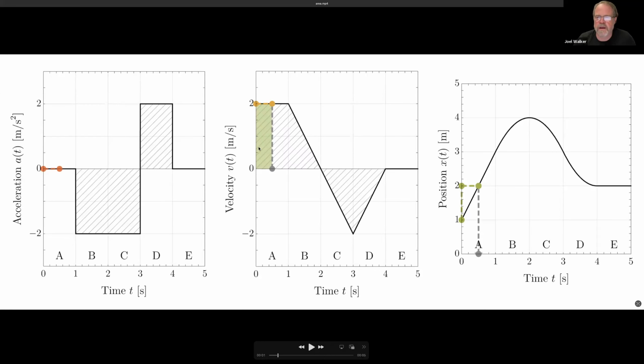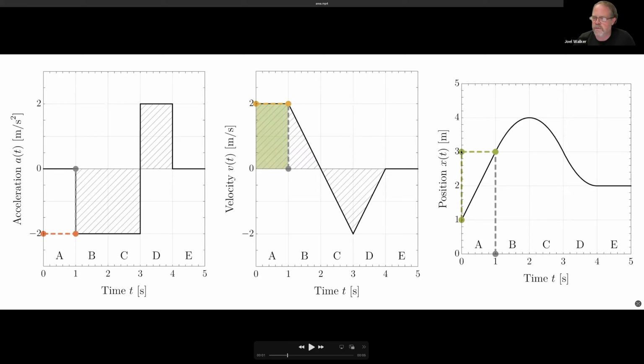How many blocks are highlighted? 1 in total. How far have we moved forward? 1 meter forward. Let's keep playing the animation there. If I move to the end of segment A, I've got 2 blocks filled in now. How much has our position changed?